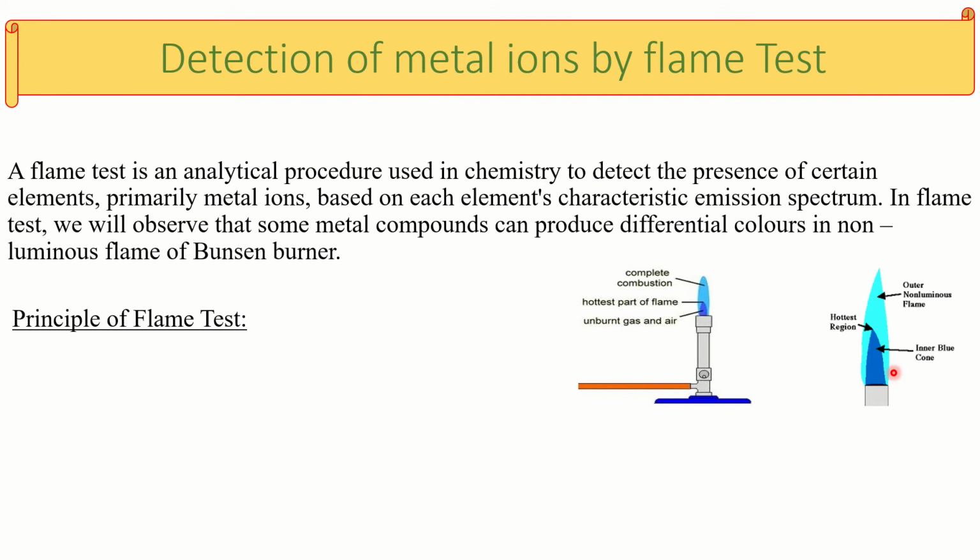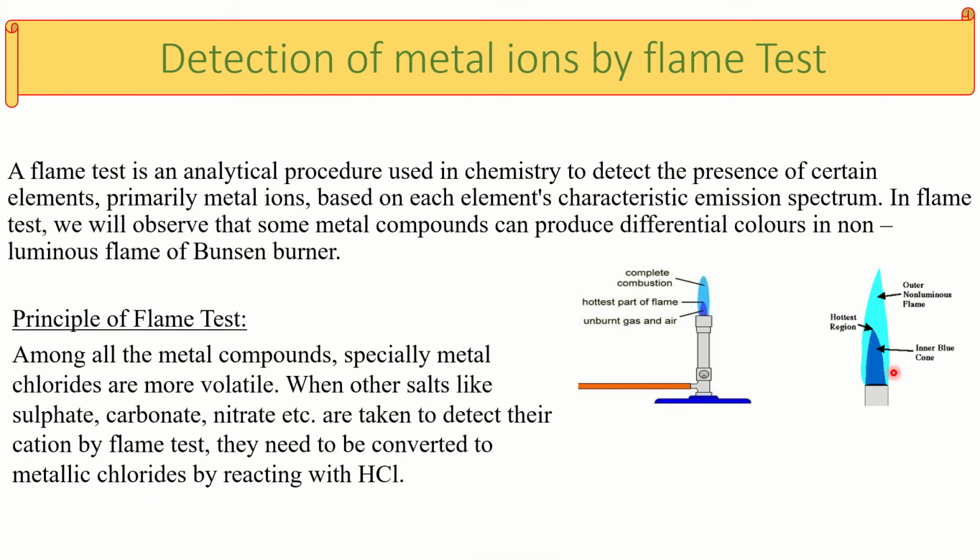Now, the principle of the flame test. Among all the metal compounds, metal chlorides in particular are more volatile. That means sodium chloride, calcium chloride, magnesium chloride, potassium chloride, these chloride salts are more volatile. So when other salts like sulfate, carbonate, nitrate are taken to detect their cation by flame test, they need to be converted to metallic chlorides by reacting with HCl.